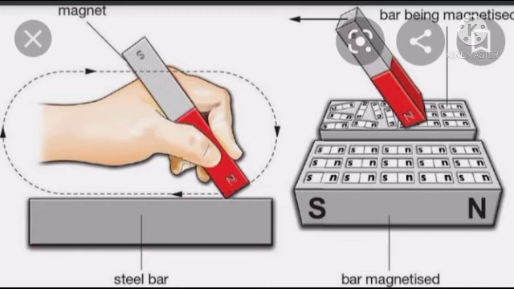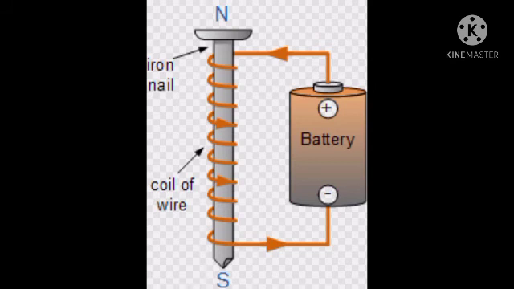Magnetism of this kind is temporary. It lasts for a short while. That means that particular needle or nail becomes a temporary magnet. Understood? Now students, I'll show how you can make an electromagnet.